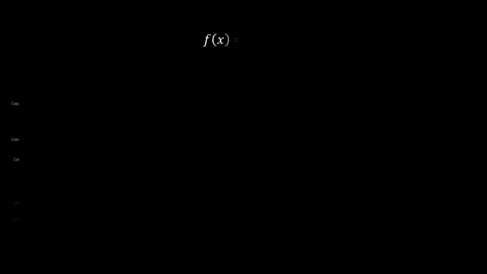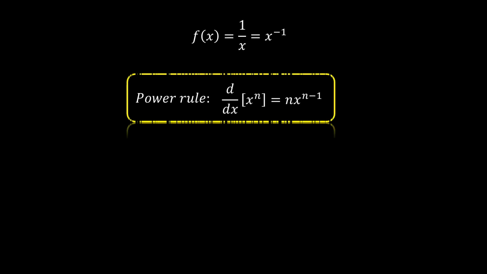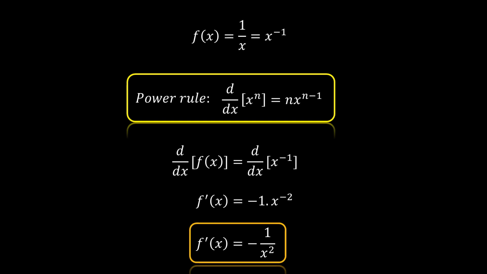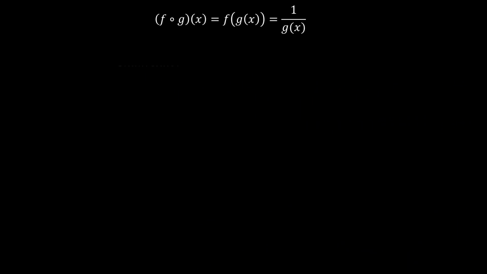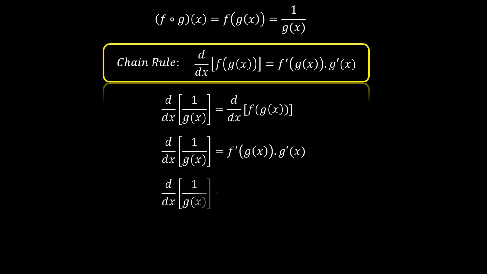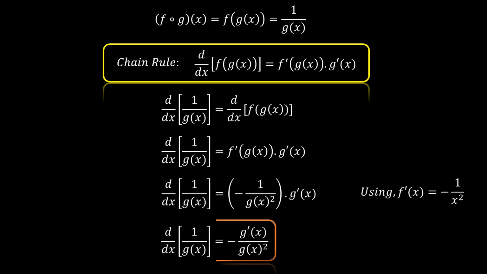To do that, we first need to find the derivative of f of x by using the power rule. After applying the power rule, we get the derivative of f of x equals minus 1 over x squared. Now we can find the derivative of our function, 1 over g of x, using the chain rule. After applying the formula, we get the derivative of our function equals negative g dash of x over g of x whole squared.